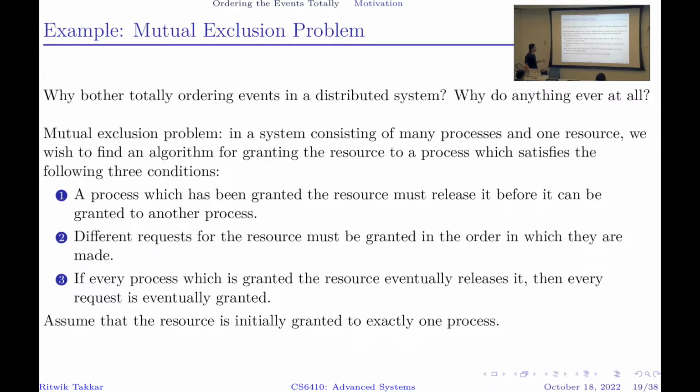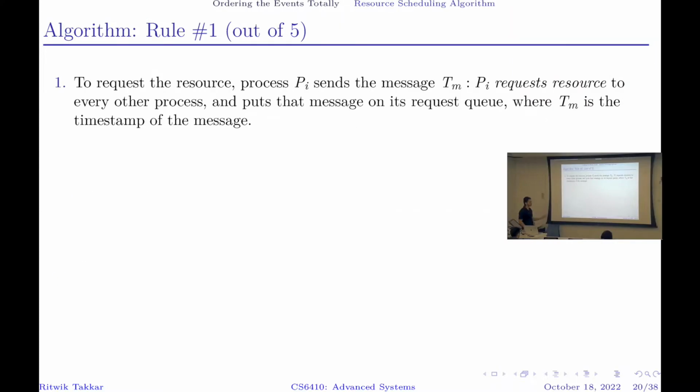Different requests for the resource must be granted in the order in which they're made. And if every process which is granted the resource eventually releases it, then every request is eventually granted. At the end of the system, whenever it's done running, there shouldn't be any requests left if all these follow. We start by assuming that the resource is initially granted to exactly one process, however you want to think about it. There are 5 rules you need to follow to implement this algorithm.